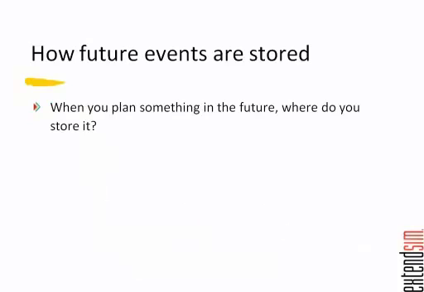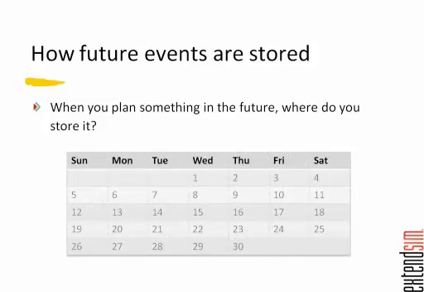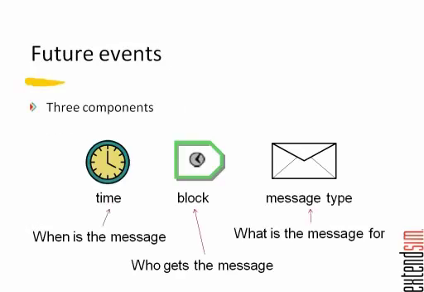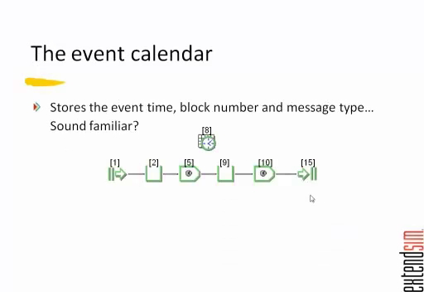How are future events stored? Well, if you're going to plan something in the future, where do you store it? Well, how about a calendar? Simulation programs, discrete event simulation programs, have an event calendar. And that stores the event time, the block number, and the message time. So that should sound familiar. So if we go back a couple slides here, what they're storing is the time, the block number, and the message time.